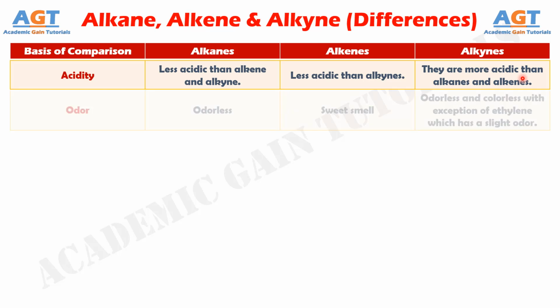If we differentiate them in terms of odor, the alkanes are odorless. The alkenes have a sweet smell. And the alkynes are odorless and colorless, with the exception of ethylene, which has a slight odor.